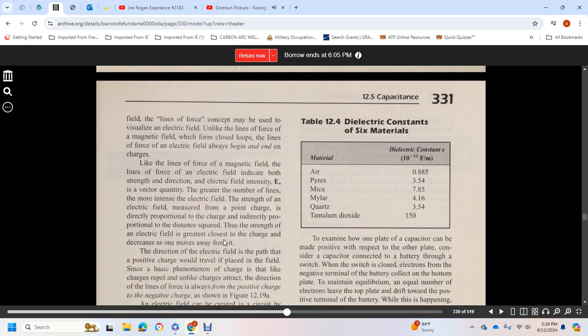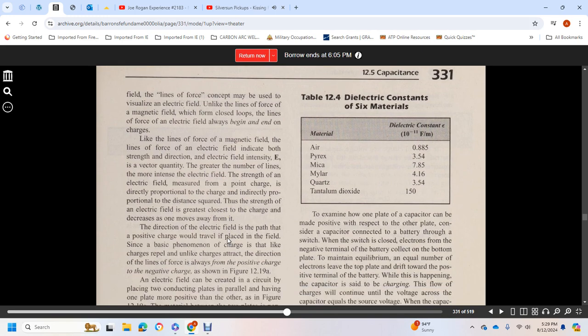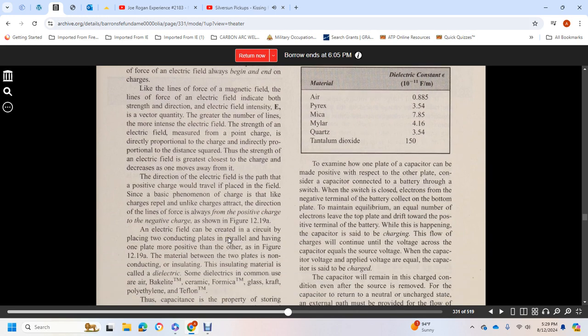The strength of the electrical field from a point charge is directly proportional to the charge and inversely proportional to the distance squared. The strength of the electrical field is greatest closer to the charge and decreases as one moves away. The direction of the electrical field is the path a positive charge would travel if placed in the field. Basic phenomenon of charge: like charges repel and unlike charges attract. The lines of force always go from positive charge to negative charge, as shown in figure 12.9a.